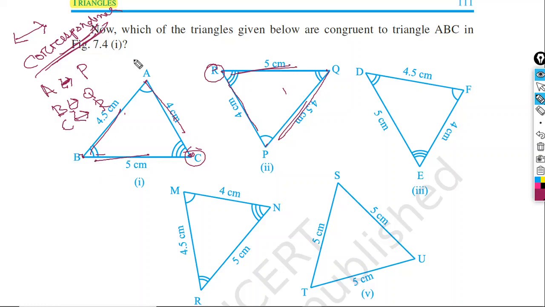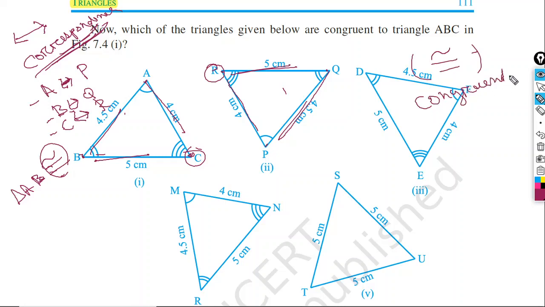According to correspondence, we will write triangle ABC will be congruent. So this is the symbol of congruency. I'll write it here: an equal to sign and a curved line. This symbol is for congruent. So we will write triangle ABC congruent to triangle.